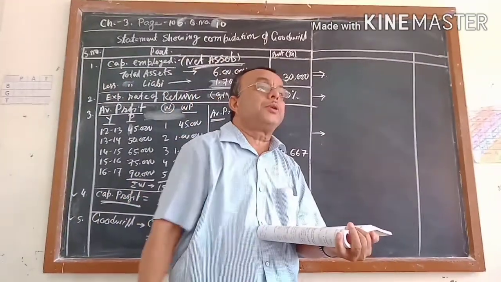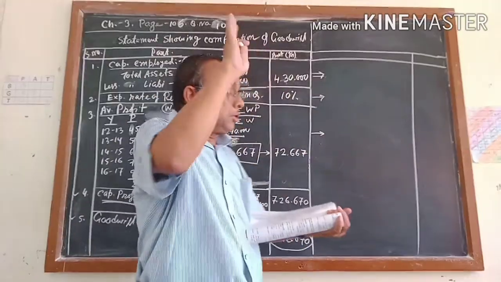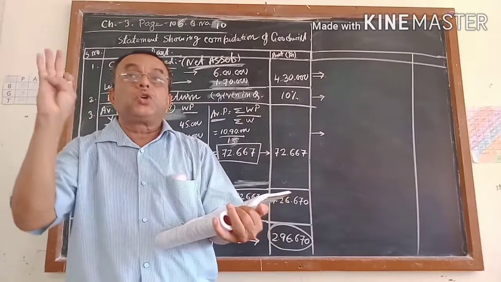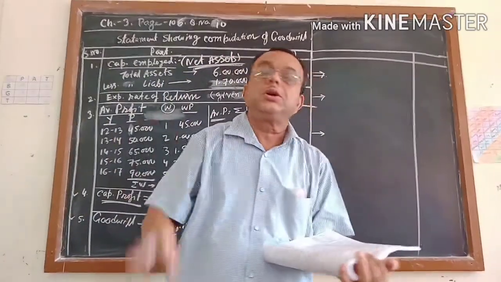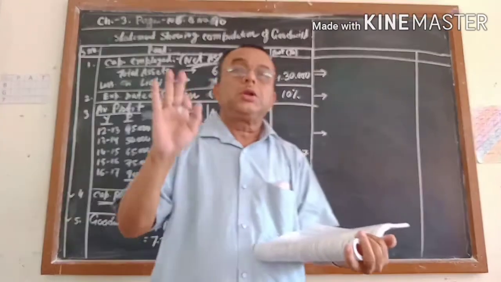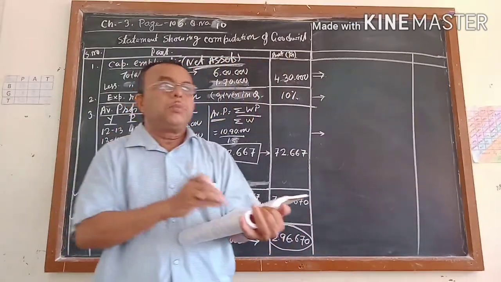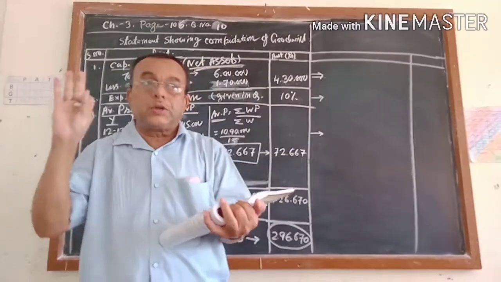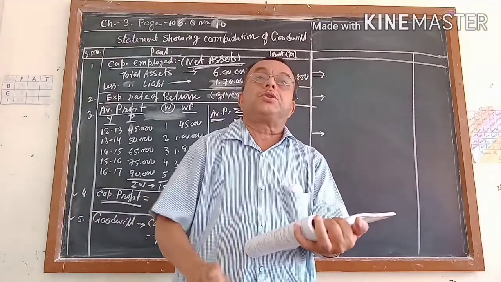Capitalized super profit method, this is the new method you got. It is not given as method 1, method 2, method 3 and method 4. Method 1 is the simple average profit method, method 2 the weighted average profit method, method 3 the super profit method, method 4 the capitalized profit method. But one more method you can get, that is the merge between the third method and the fourth method, which is called the capitalized super profit method.